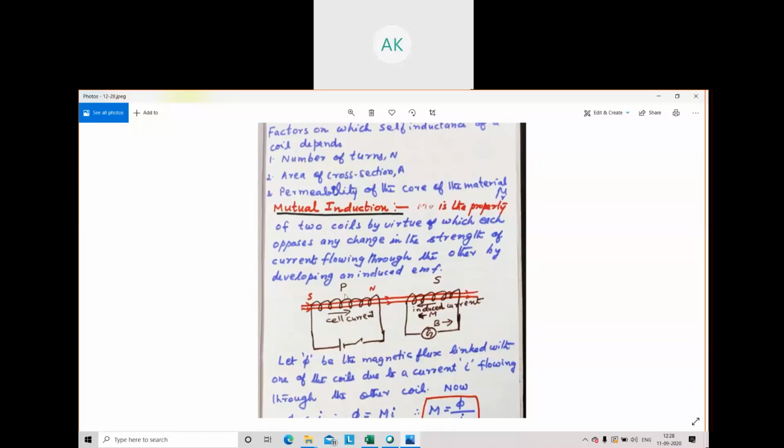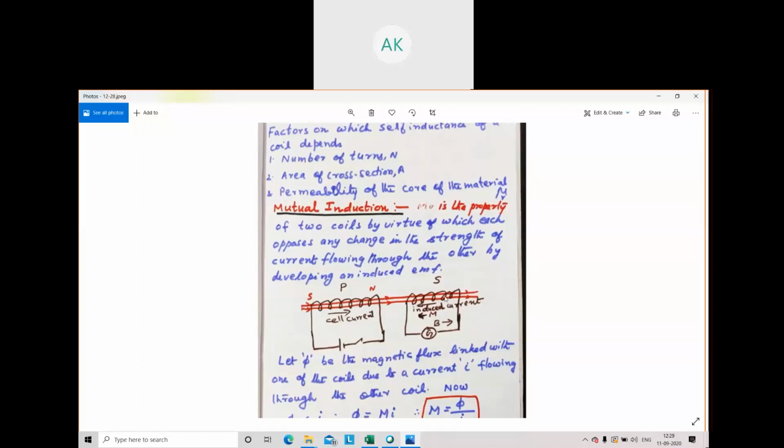I have drawn only two field lines, but we have already drawn a large number of field lines around the solenoid while studying the solenoid. Here only two field lines are drawn. Okay? And that field line is linked with the secondary coil.